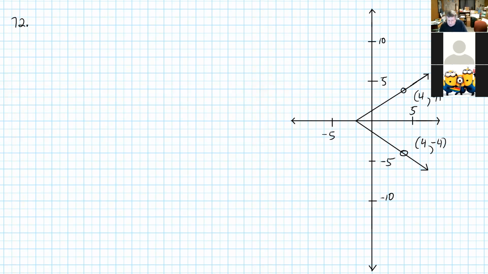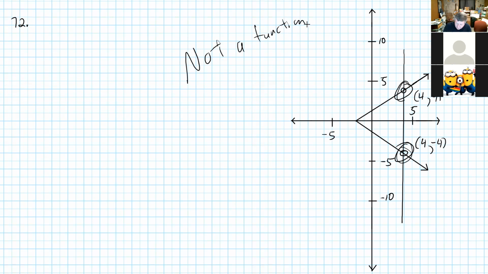So what do we have there? We have the same input going to two different outputs. So we drew a vertical line and it cut through the graph more than once. That vertical line represents x equals 4. So when x is 4, it takes on two different y values. So this is not a function. Ordered pairs that show it's not a function would be (4, 4) and (4, -4). There's other sets of ordered pairs. For instance, right here, x is 1, y is 2, x is 1, y is -2. That shows it's not a function, okay?